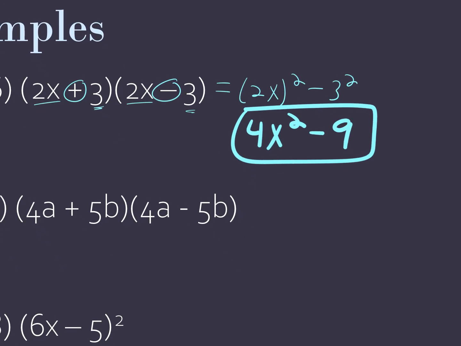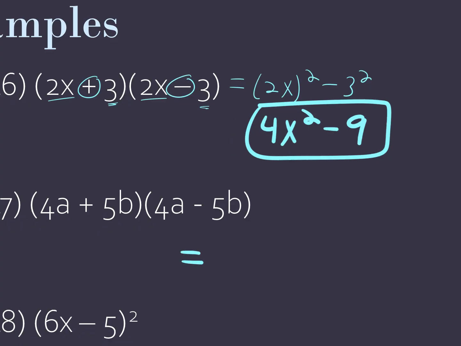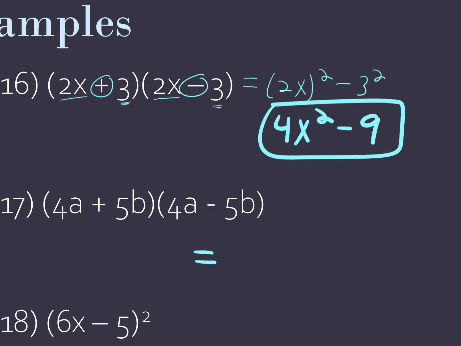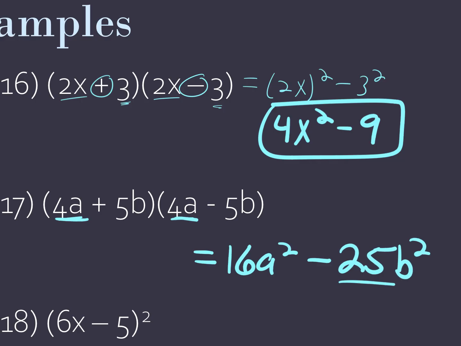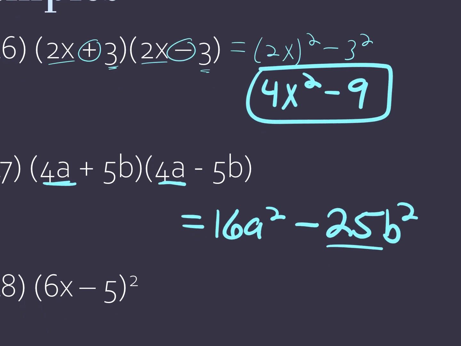All right, on that note, what would the next one be? Quickly, what do we think? Okay, what's our first term? Okay, what's that going to, in our special product, what's that going to get you? 16a squared, right? You're going to square everything. 4a times 4a is going to get you 16a squared minus, what's our second term? Good, 25b squared, right? That is our special product. You could FOIL it if you want to, but it's always going to work out this way. If it's the same terms, 1 plus, 1 minus.